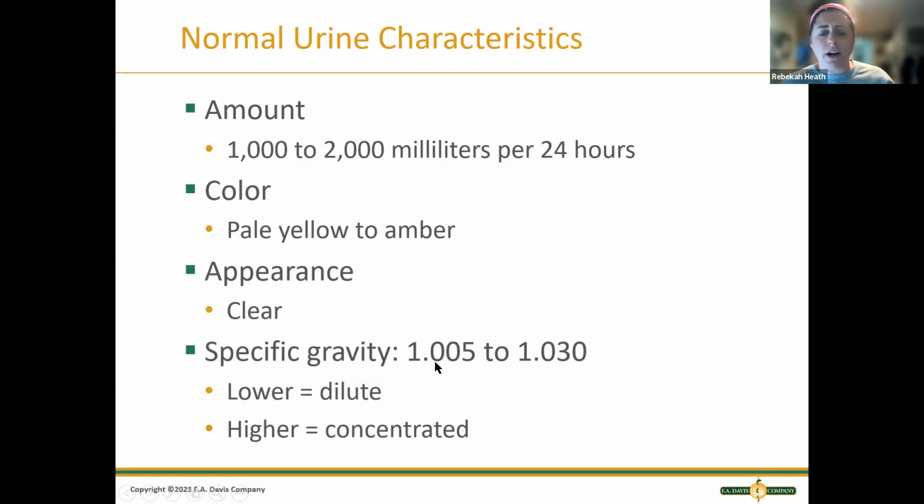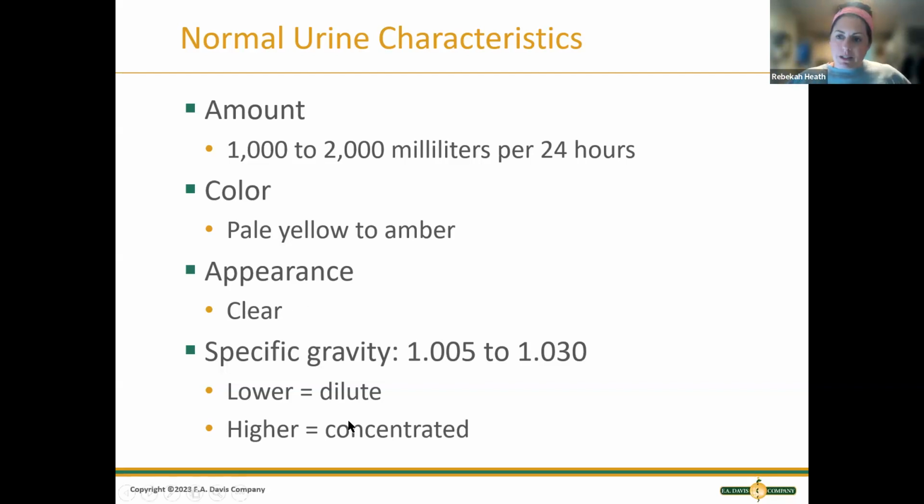And specific gravity, 1.005 to 1.030. With specific gravity, I'm not going to ask you specific questions about, is this high or is this low? I really want you to know more about what they mean. The specific gravity of water is 0. So our specific gravity of urine is a little bit higher than water, right? It's mostly fluid or excess water that our bodies are excreting, but there's also some other things in it.